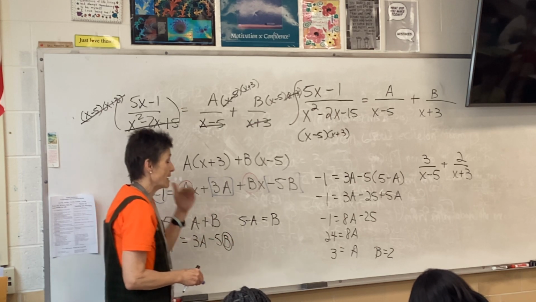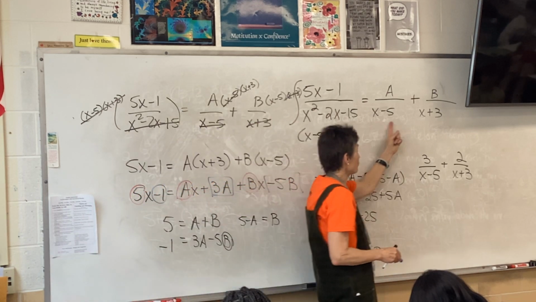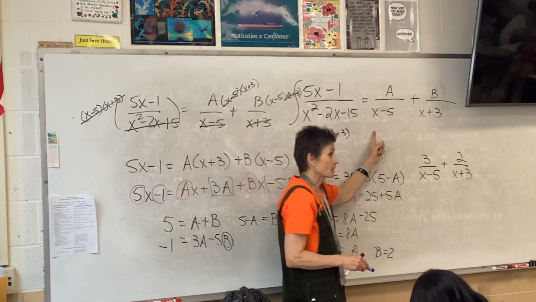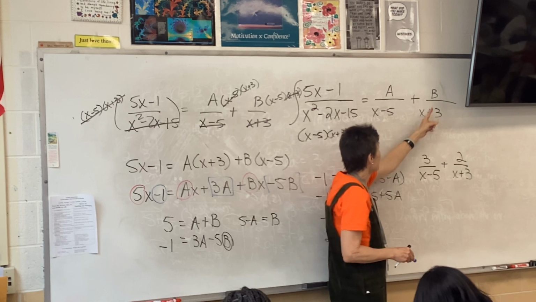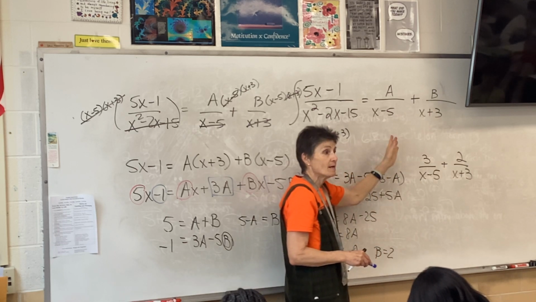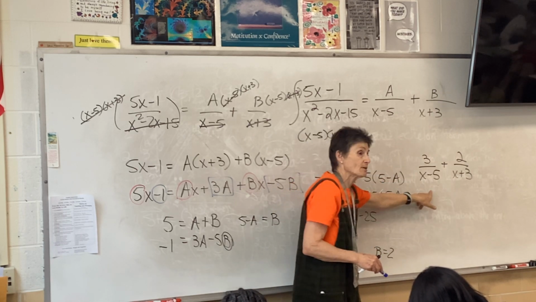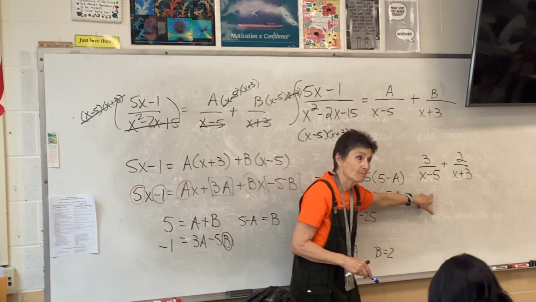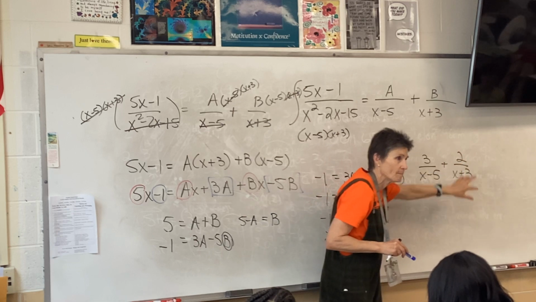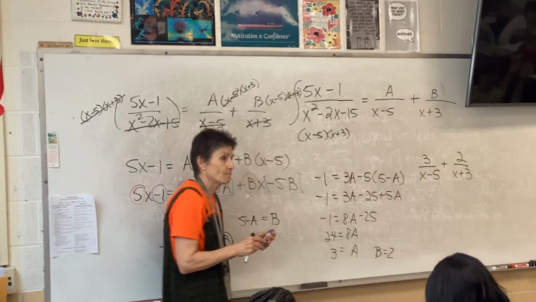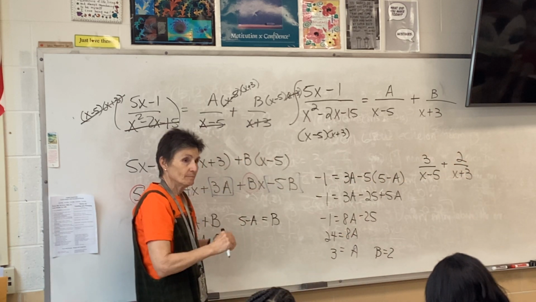Now, again, the order you put these doesn't matter. If you had A over x plus 3 and B over x minus 5, that's okay. This is still going to ultimately be your answer. Your A and B will be switched, but it won't matter because you had them switched over the denominators. Okay? All right.